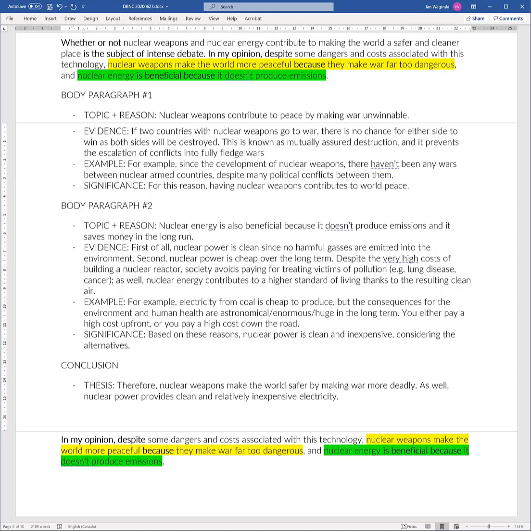What does fledge mean? You ever heard the word fledgling? No. A fledgling is a baby bird. So what is the meaning here? Fully fledged means fully existing, fully ready, happening on a large scale.